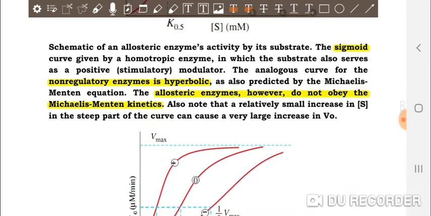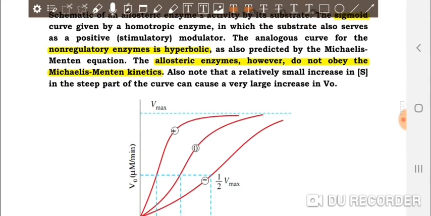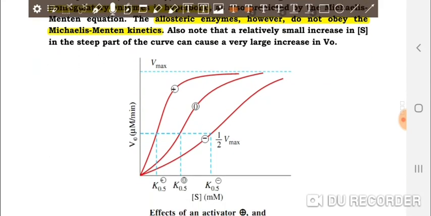The allosteric enzymes, however, do not obey the Michaelis-Menten kinetics. And this is the plot. If you are adding a modulator, we have the positive modulator and the negative modulator. We have three different curves. The central curve, mentioned as 0, means without any modulator or inhibitor. And the first one has the minus sign. This minus sign is very significant. That is the inhibitor, the negative modulator.